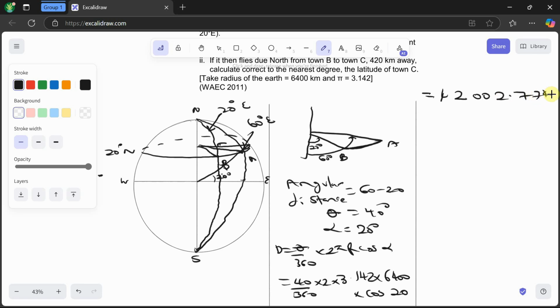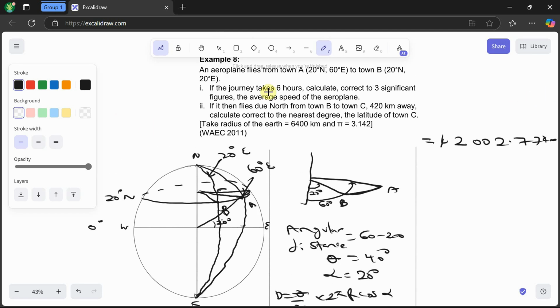4,2002.77 kilometers. Did they say we should do it to 3 significant figures? Yes. So significant figure 1, significant figure 2, significant figure 3 is 0. So that would be approximately 42,000 kilometers to 3 SF. Great.